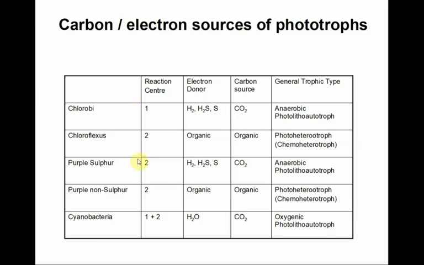Whereas the non-sulfur photosynthetic bacteria, Chloroflexus or the purple non-sulfur bacteria, they seem to be living as chemoheterotrophs. Often, if you grow them without light and give them a carbon source, they grow pretty well. So once again, before they acquired the genes for photosystem 2, they were probably just chemoheterotrophs.